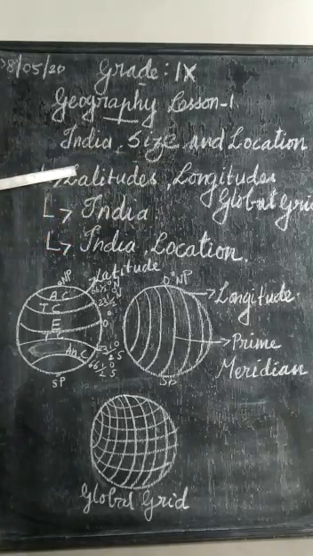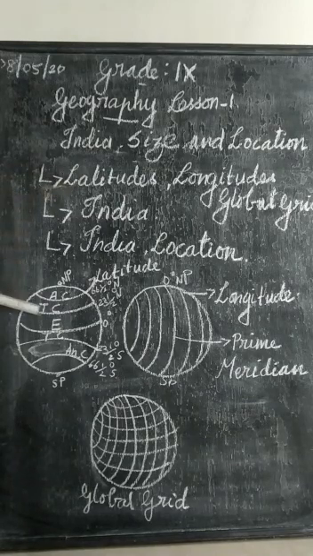What do you mean by latitudes? Latitudes are imaginary lines used to locate places on the surface of the earth. Latitudes are drawn on the globe and run parallel to the equator. They mark the distance of a place north or south of the equator.